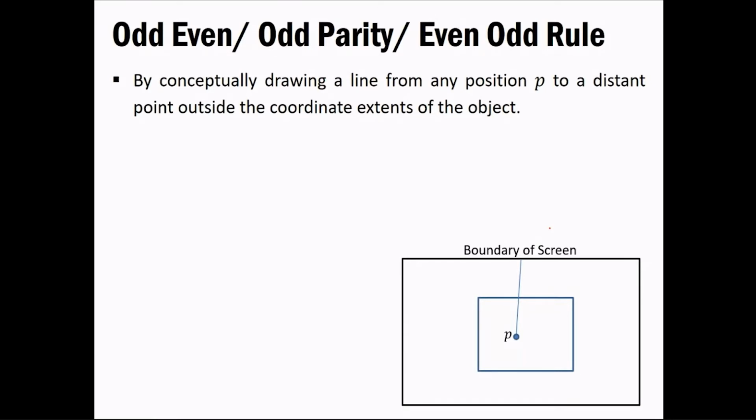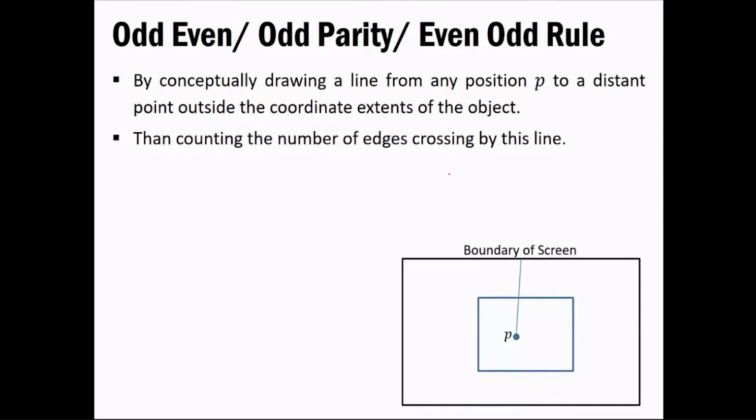So once you go there, next what you have to do is count the number of edges crossed by this line. Okay, that is, whenever you draw a line from that particular point till the end of the screen, if in between you are getting a number of edges, you just have to keep a count of this particular thing, and that is what it says.